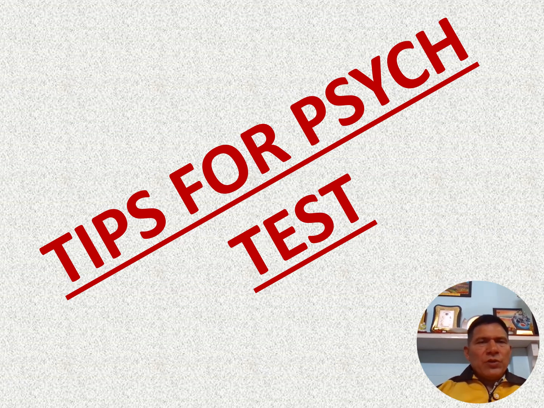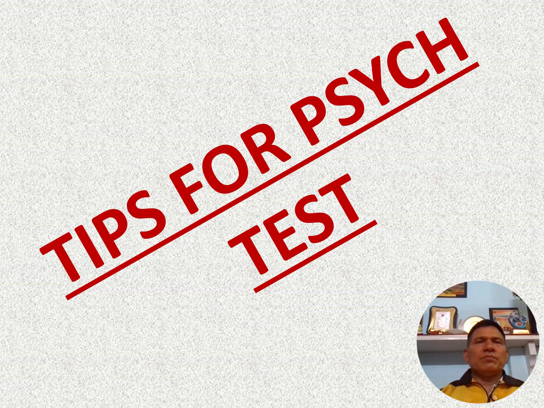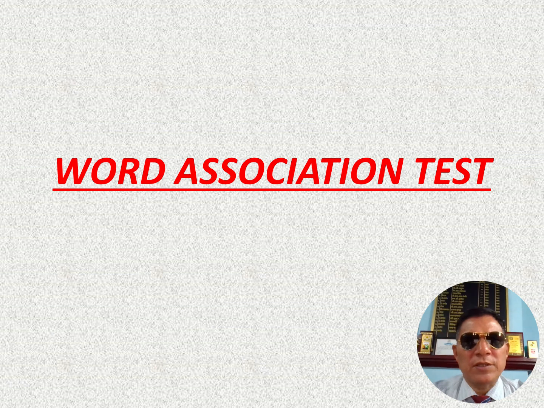So, my dear friends, today we are going to discuss tips for the psychological test, and the psychological test will comprise various tests like WAT, SRT, SDT. So, be geared up for that, and we'll discuss each of them one by one, and you have to be prepared for that. And beforehand, if you know how to approach each of these tests, I'm sure the success rate will be maximum. In the series of psychological tests, the word association test is the first that you have to attempt.